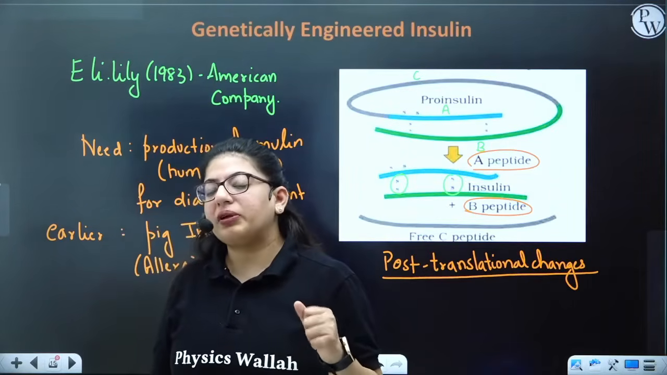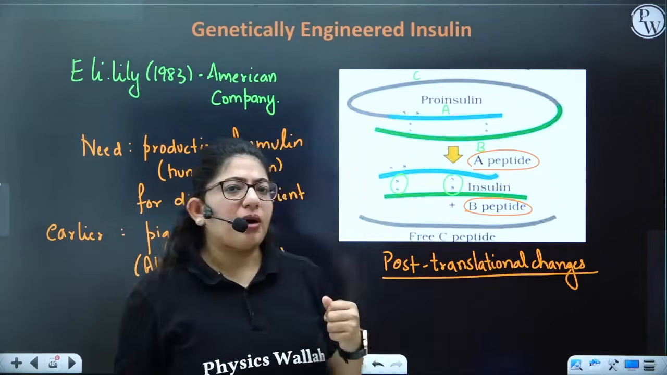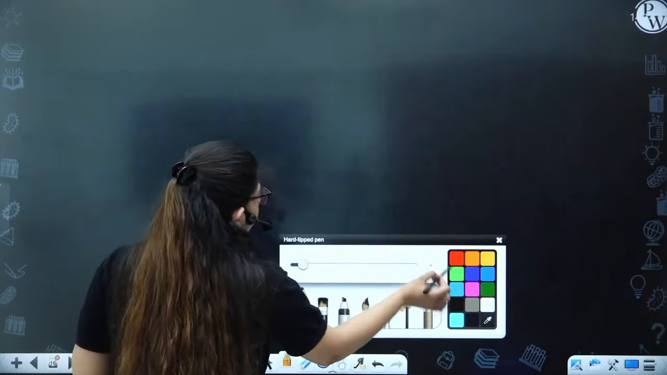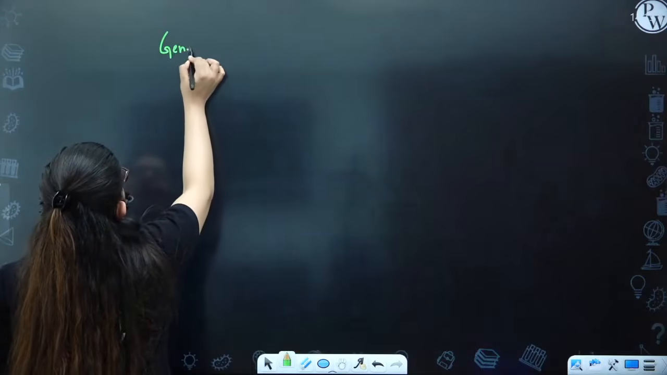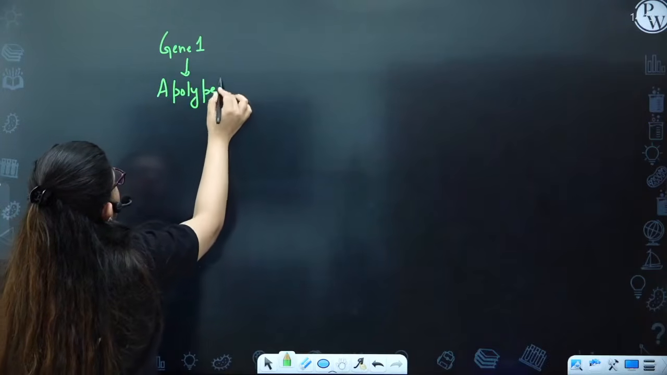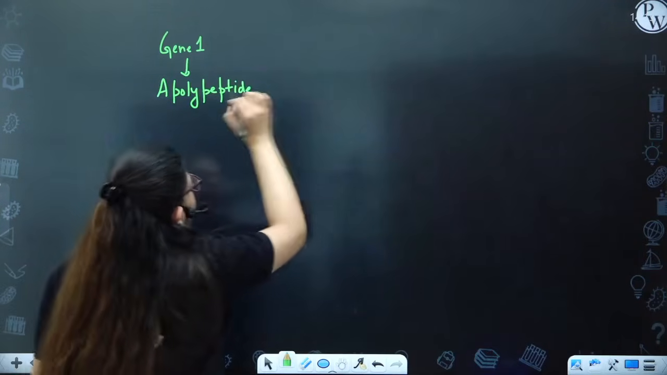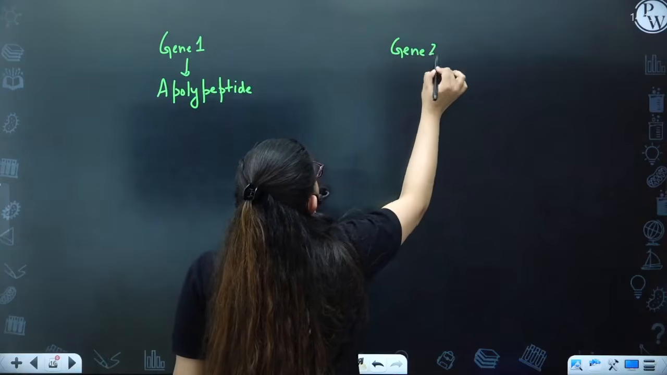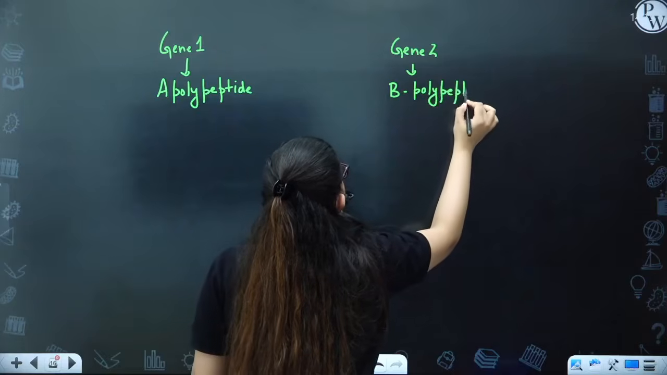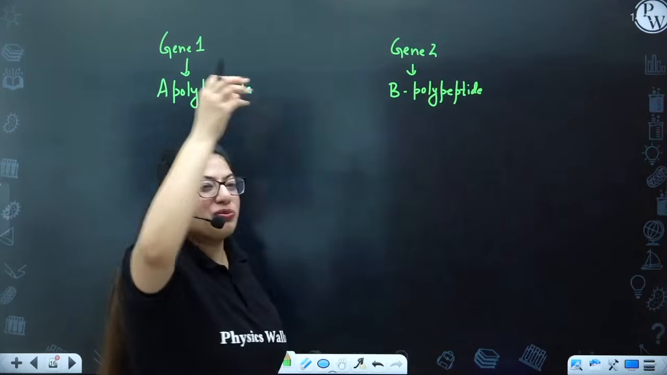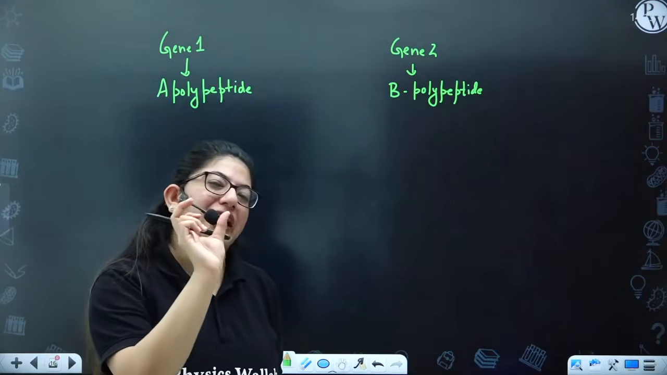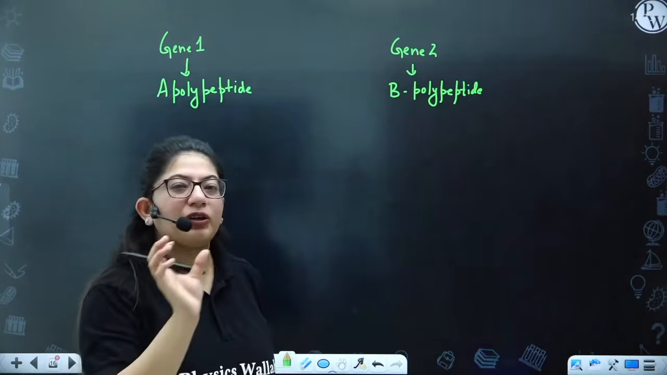Okay. So what will we do? They come up with one idea. What they did, they took two genes. One is gene 1. This gene 1 will form an A polypeptide chain. Then they took gene 2. It will produce the B polypeptide chain. So they actually subtracted the gene. They removed the gene of the C chain, right? They only took that segment of the gene which was producing A and B, and they took it separately.